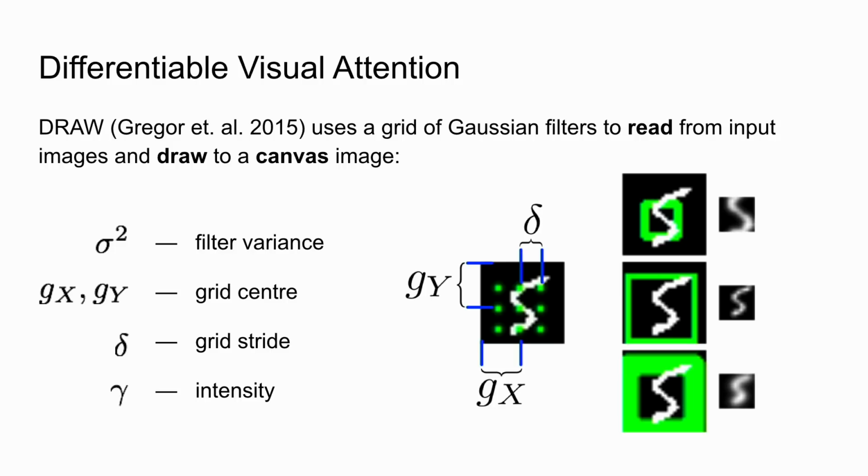And it's quite blurry because you've got quite a high variance, which is shown by the thickness of the green line. This other one is more like neatly cropping out the 5 itself with quite a low variance, so it's sharper and so forth. And this is a visualization of what happens when you use DRAW.